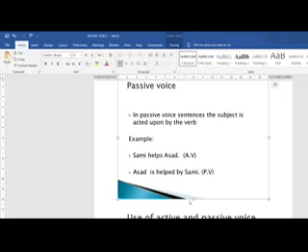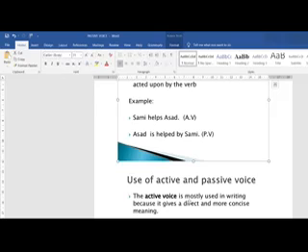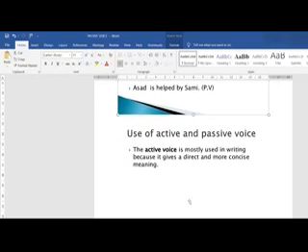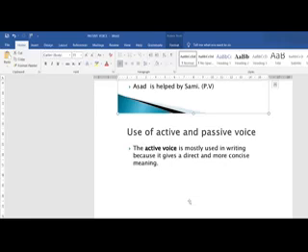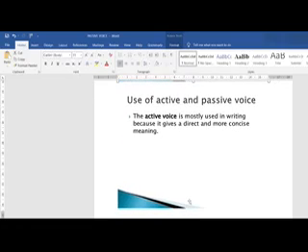Okay? So, how to use and what are the uses of active and passive voice? The active voice is mostly used in writing because it gives a direct and more concise meaning. Of course, whenever you are telling something in passive, you are telling it indirectly, you are beating about the bush. You are going here and there. You are not coming to the point directly. You are moving to and fro, which you should not. So you try to prefer telling something actively in active voice.